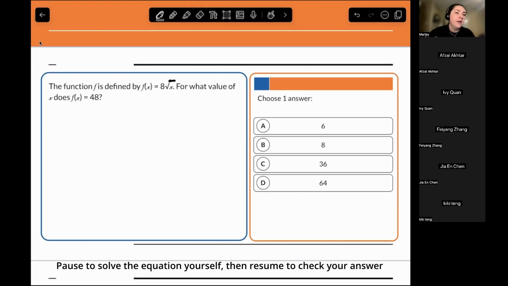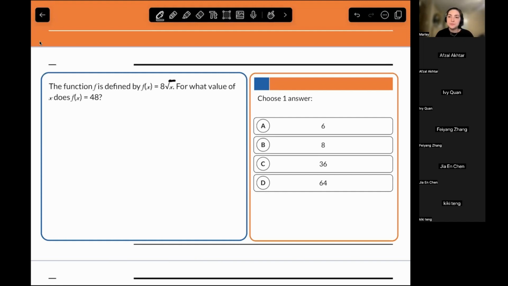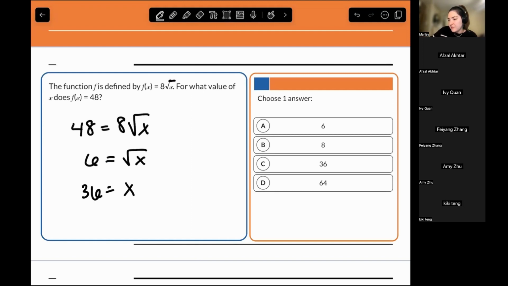All right. Amy, could you explain how you got to your answer? So, I did 48 equals 8 square root of x. And I divided 8 on both sides. And I squared 6 and x is equal to 36. Yeah, so we just square both sides to get rid of that square root. We're getting C. This was pretty straightforward, just demonstrating how we'd plug in with our radicals. This wasn't really even exponent rules, but just simple solving, making sure we understand that.